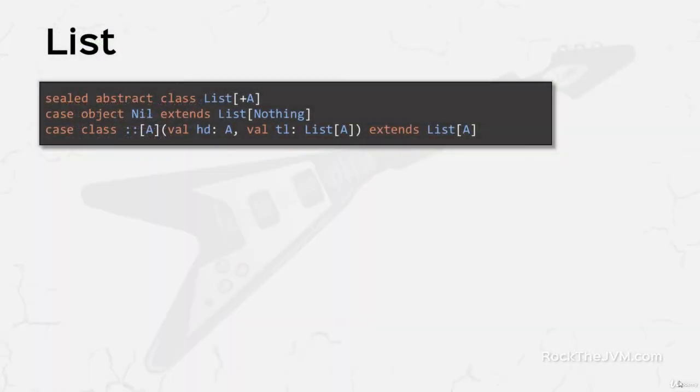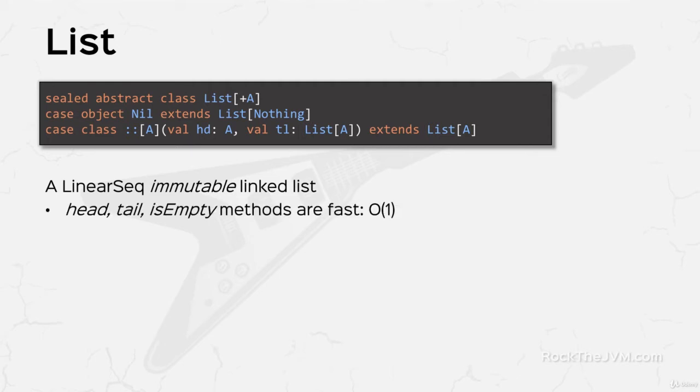So this is the official signature of the type List. Just as my list is extended by a case object, which is called Nil, in our case it was called Empty, and a case class, which we called Cons, but in the standard Scala library it's called ::. So lists are immutable and extend LinearSeq.